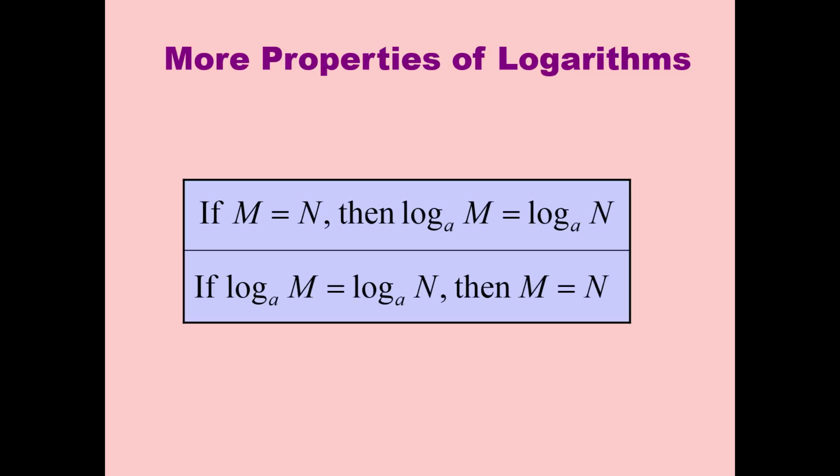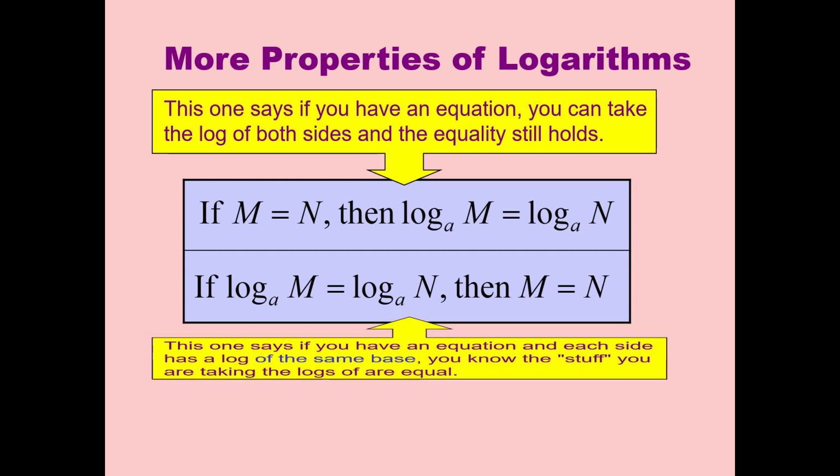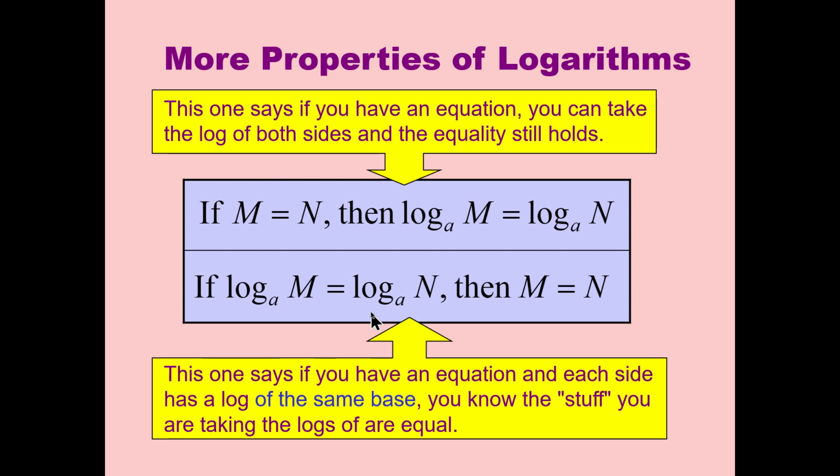These are more properties of logs. If two values are equal, then the logs of the values are equal. If the logs of the values are equal, then the two values are equal. This one says if you have an equation, you can take the log of both sides and the equality still holds. This one says if you have an equation and each side has a log of the same base, you know that the stuff you take the logs of is equal.